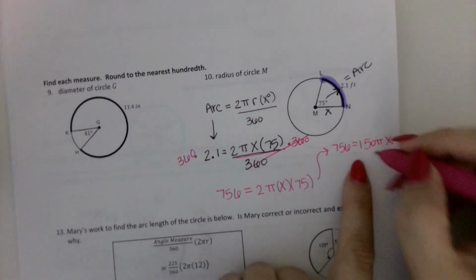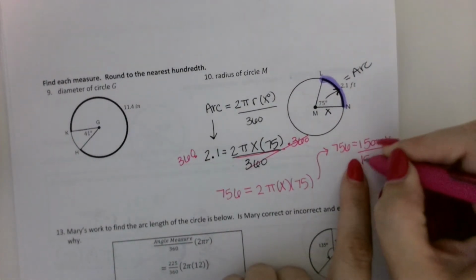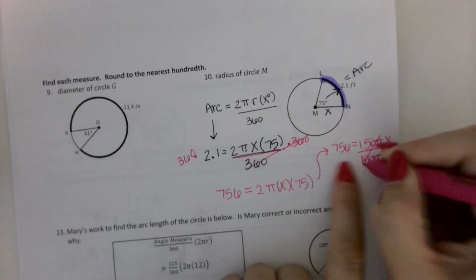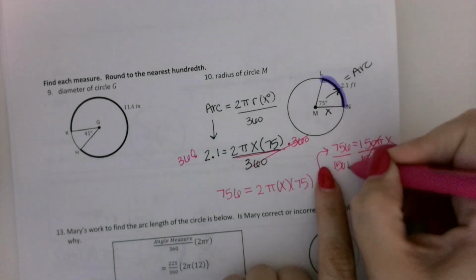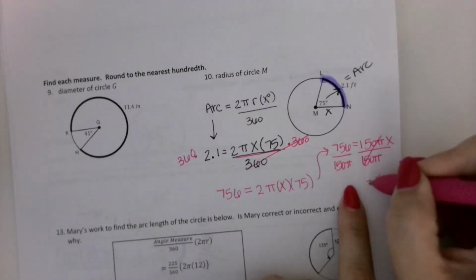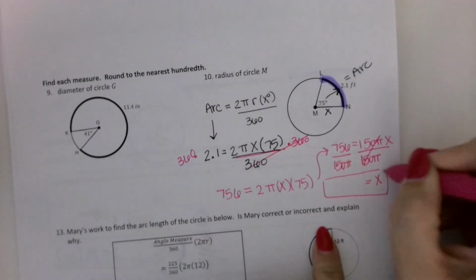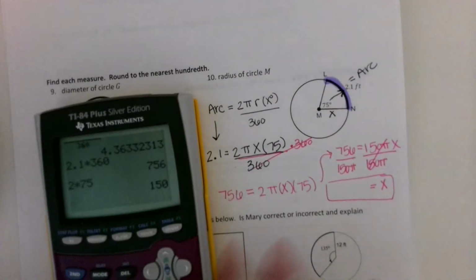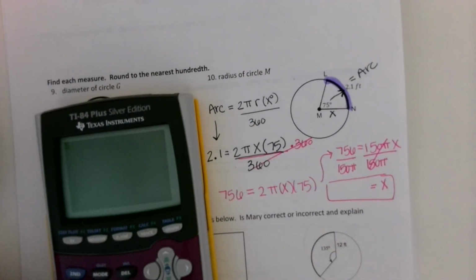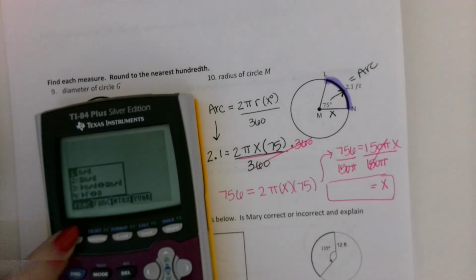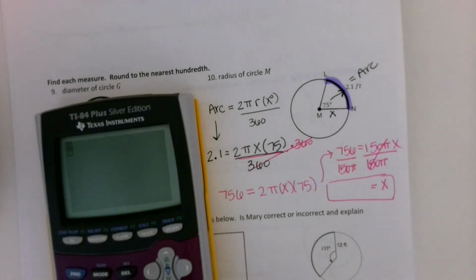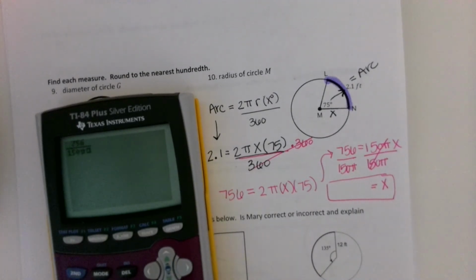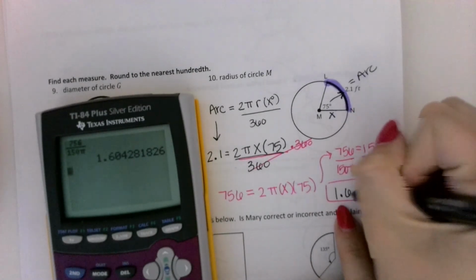So if I want to get x by itself, the opposite of multiplying is dividing. So I'm going to divide by 150 pi. Once I divide that in my calculator, x is all by itself, and that's my final answer. So just like we've been doing, we're going to use our fraction button. So we're going to press alpha y equals to get our fraction. And we're going to have 756 divided by 150 pi, which gives us 1.60.